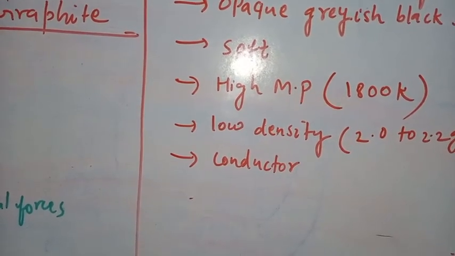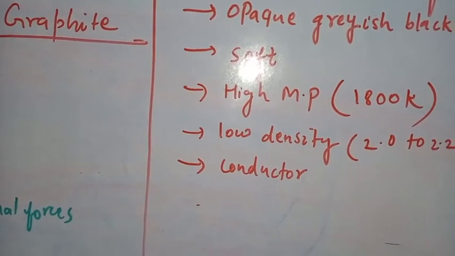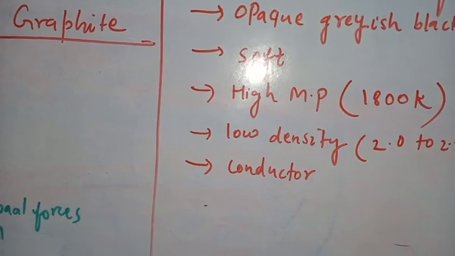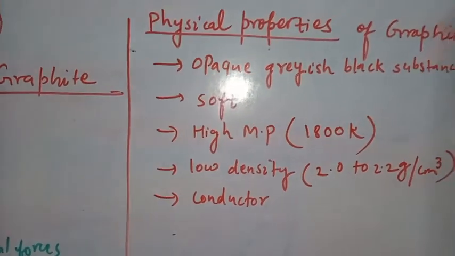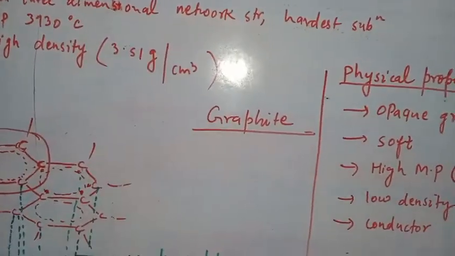And also, due to its high melting point, graphite is used for lubricating machine parts used at a very high temperature. Understood? So these are some of the applications of graphite, which is one of the allotropes of carbon.